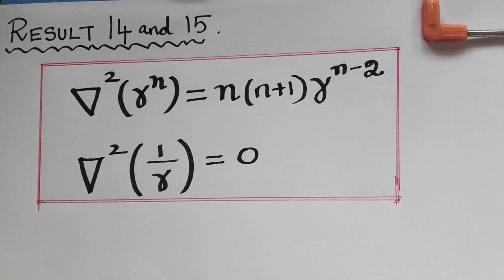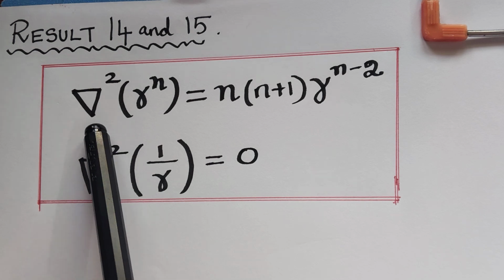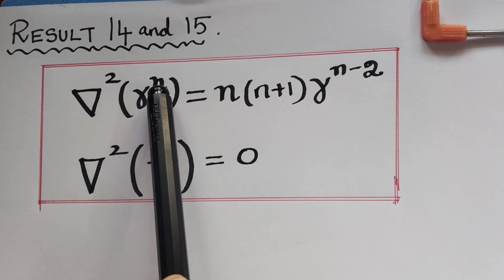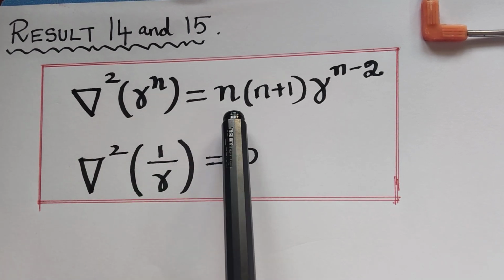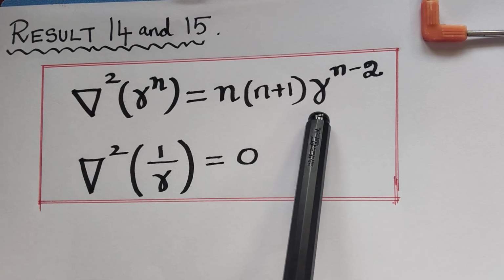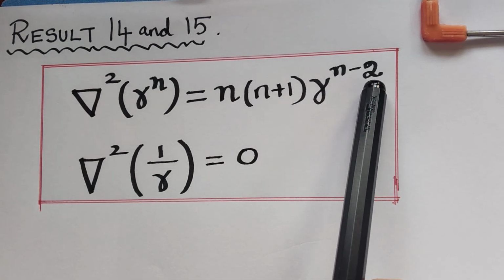Dear students, under the topic vector differentiation, here we have result 14 and 15. These two results are very significant from the examination point of view. Now here we have to prove that result 14 is nabla square of r power n is equal to n multiplied with n plus 1 multiplied with r to the power n minus 2.